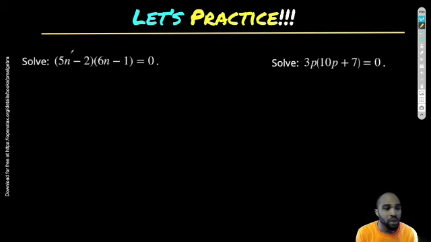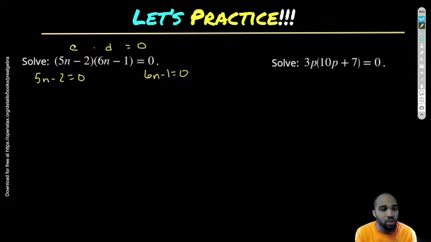All right, so I'm going to set both equal to 0. This factor and this factor equal to 0. So I'm going to start with 5n minus 2 is equal to 0. And I'm also going to do 6n minus 1 equal to 0. Why? Because I'm going to reiterate the importance of, if I have two factors, let's call this c times d equals 0, that means either c is 0 or d is 0. So I'm setting this whole factor equal to 0, and we're going to solve to find out what my possible solutions are.